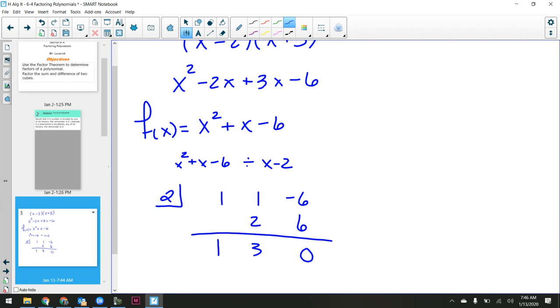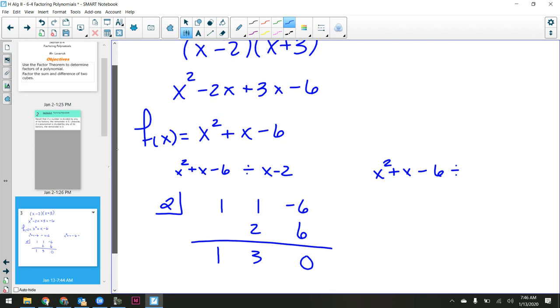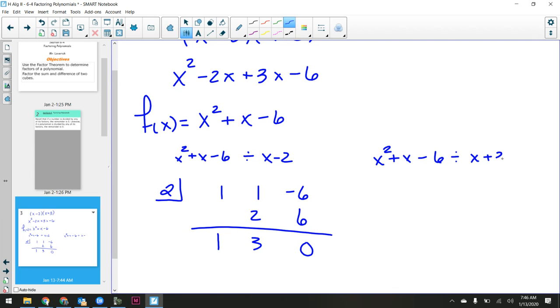Okay, what if I flip that around? What if I had said x squared plus x minus 6, and I wanted to divide that by, let's check the other one, x plus 3? What should the remainder be? 0, right? So what number goes in the box? Negative 3. So we got a 1, a negative 3, a negative 2, a positive 6, and we get a 0.